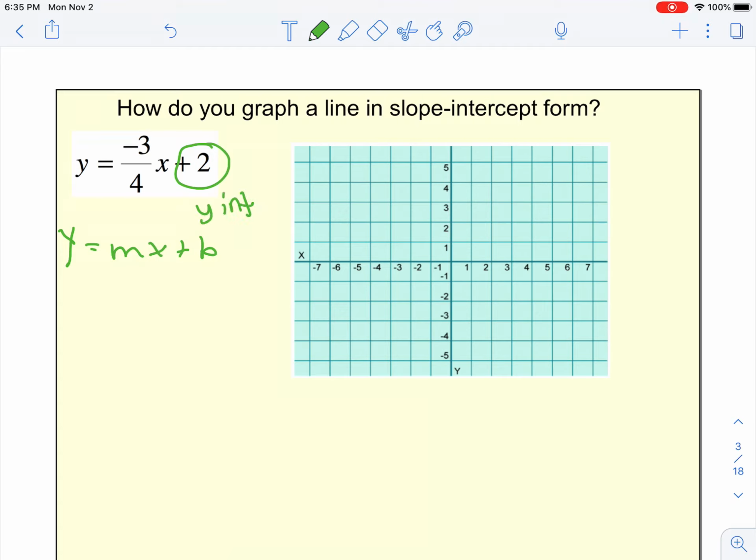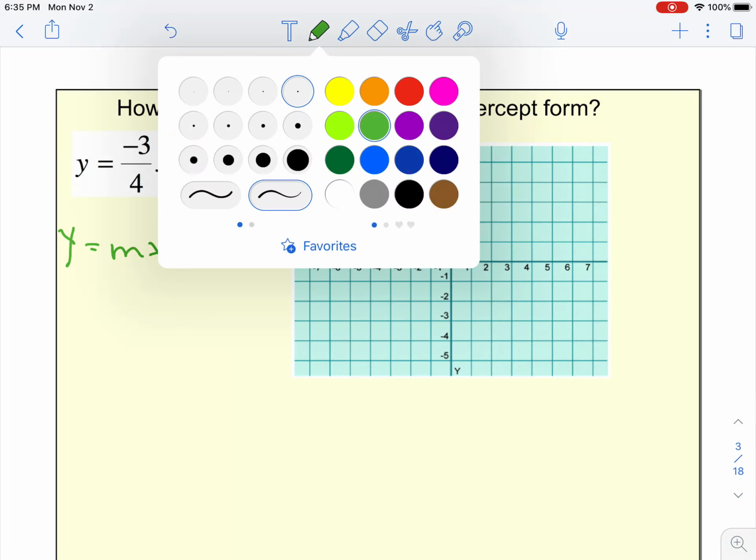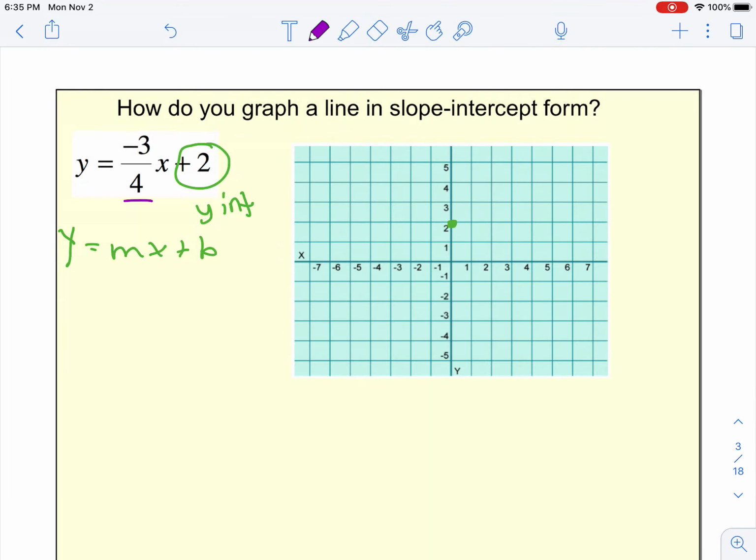So this is your y-intercept. So you start by plotting your y-intercept at 2. And then you're going to use your slope of -3/4 to go to the next point. So I'm going to go down 3, and I'm going to go to the right 4. So I'm going to go down 3, so 1, 2, 3, and to the right 4, 1, 2, 3, 4. There's another point on my graph. I can do the same thing, down 3, 1, 2, 3, right 4, 1, 2, 3, 4. I end up right over here, and then I can draw my line.